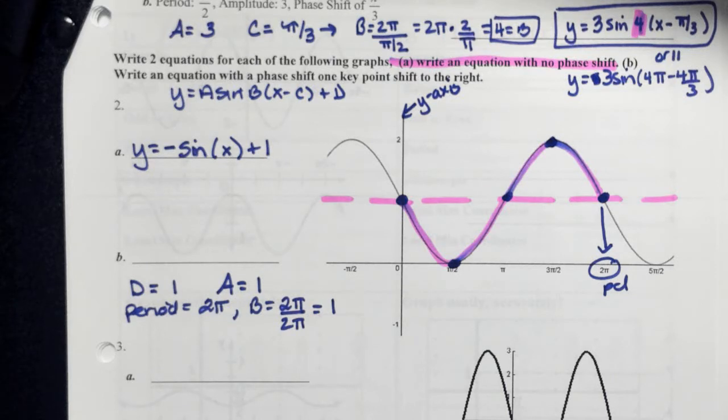So the reason why you always want to start by writing an equation with no phase shift is that the characteristics of the curves, the a, the b, and the d values, are not going to change with a phase shift. So the easiest way to identify the a, b, and d is when you have no phase shift. So now let's take a look at the second equation that I want to write.